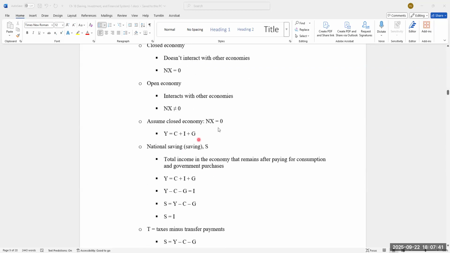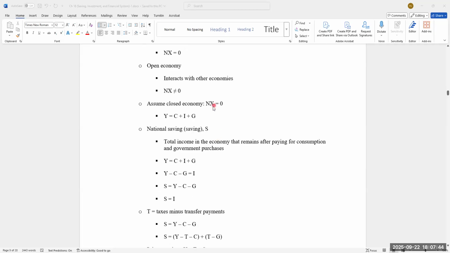So for now, let's just assume a closed economy to do our analysis. Net exports equal to zero, so we have this remaining from above. So what is national savings? Let's define S as national savings, and we're going to define it as total income in the economy that remains after paying for consumption and government purchases. So we're going to define S as what we have left over after consumers eat and the government buys tanks.